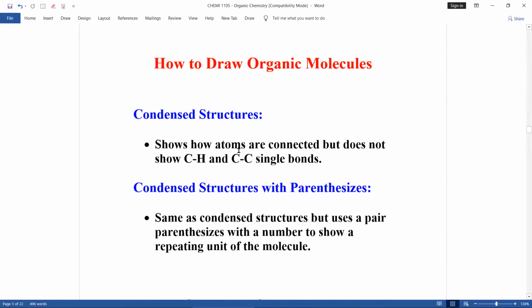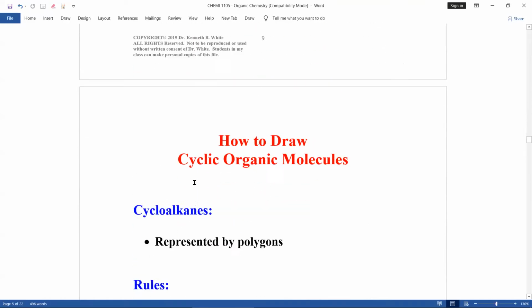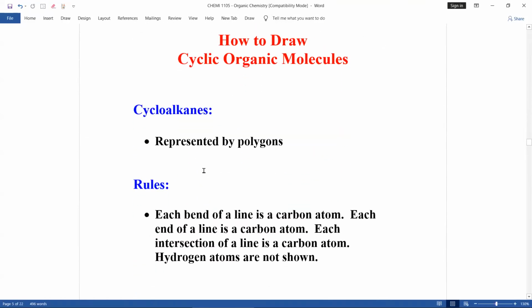Now, we went through how to draw organic molecules, how to do condensed structure. Remember, there's 4 bonds to carbon. I didn't really expect you to learn and won't ask you to learn about using parentheses, but tomorrow's lab, I'll talk more about it because we use it then. And I showed you cycloalkanes are represented by polygons, and each bend in a line is a carbon.